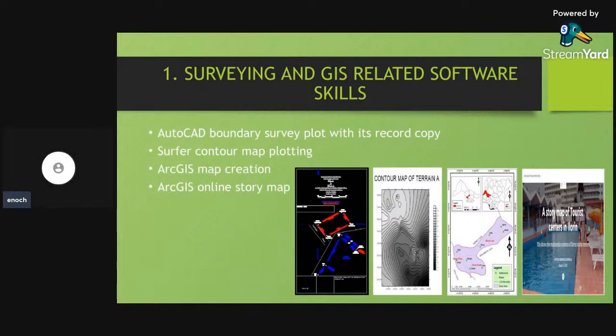Now, lastly, the last software I'm talking about here is ArcGIS Online. This ArcGIS Online is an application that you have to use, and it has many functions. It has story map. It has ArcGIS dashboard. It has different things.